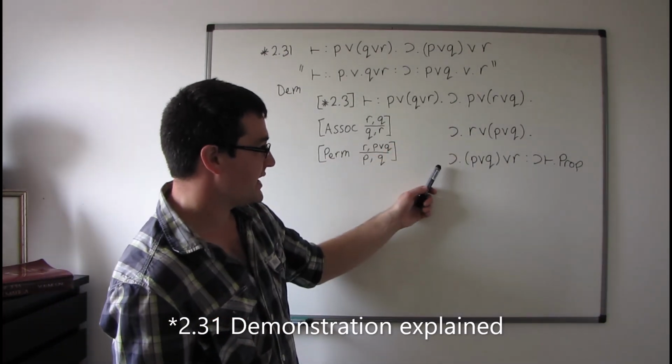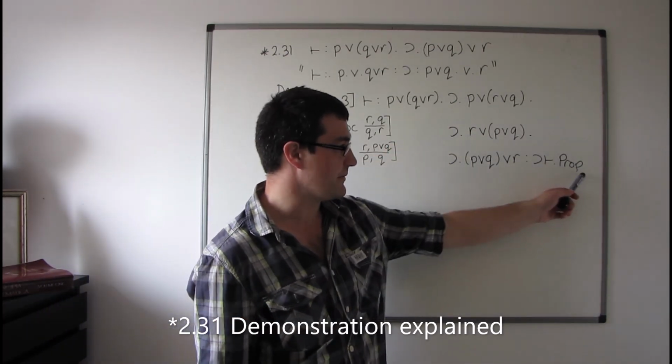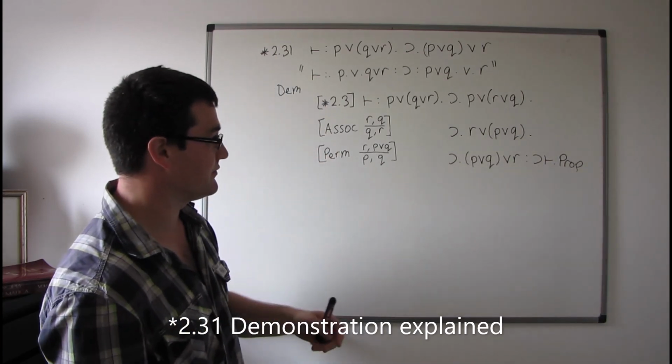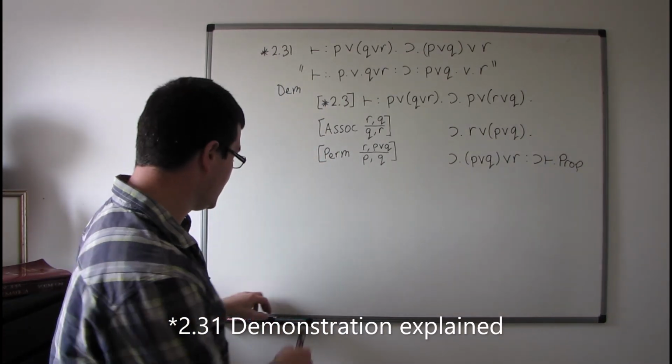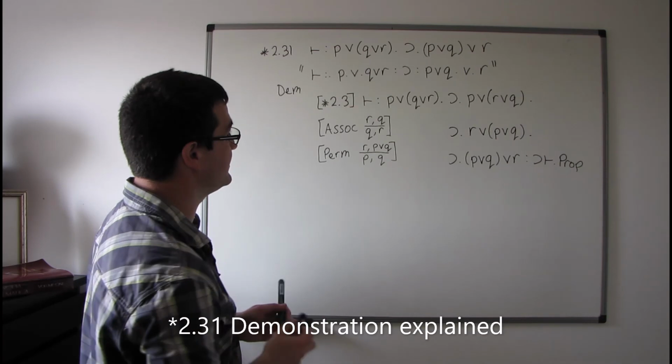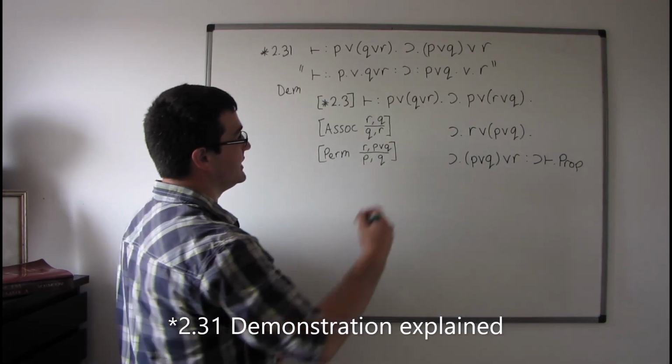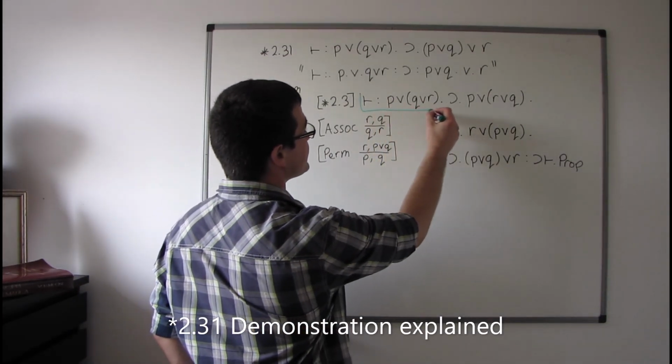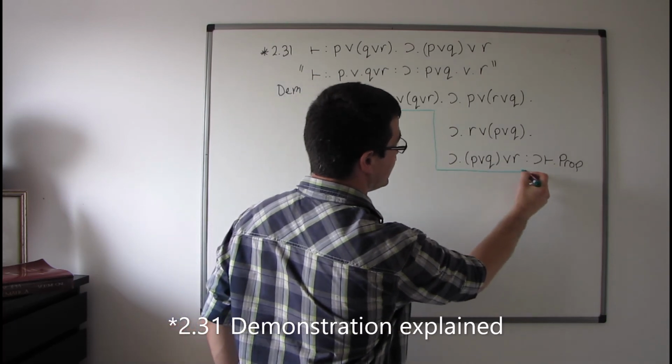So we get the chain of implications. Then we get the prop at the end, which indicates that what we wanted to prove has been proved. Notice that the prop effectively is talking about this whole thing here.